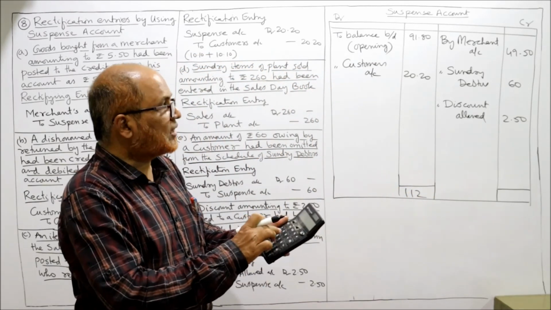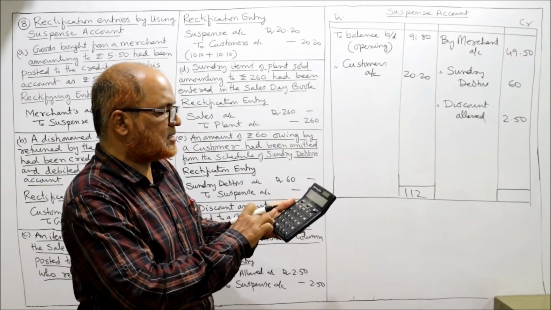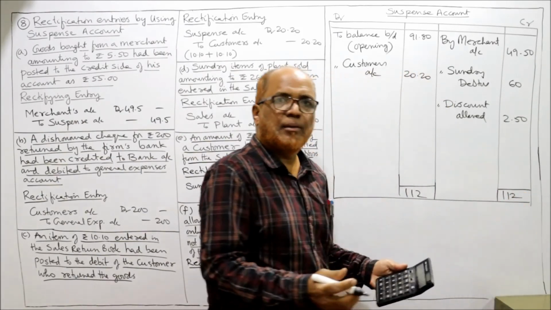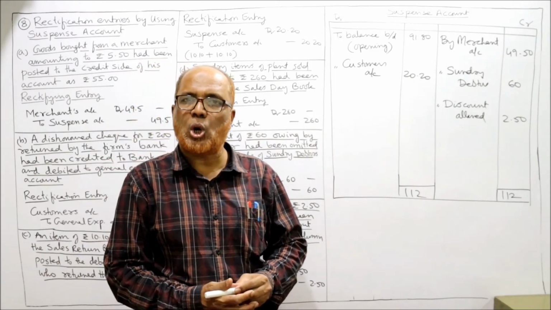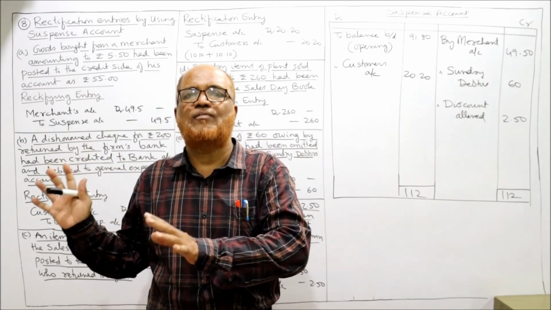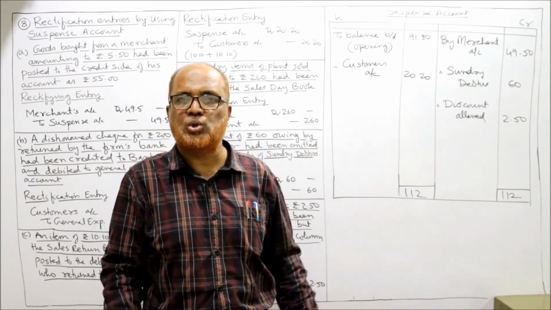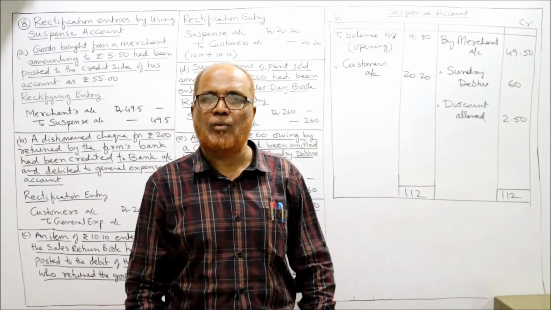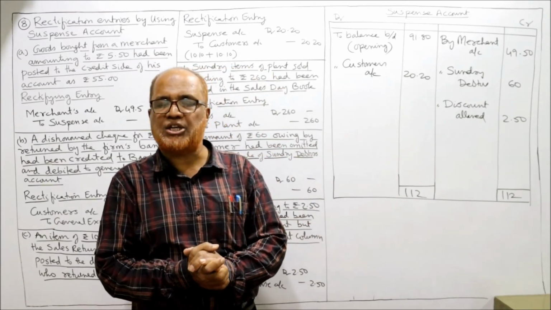Credit side: 49.50 plus 60 plus 2.50 is 112. Got it. So I'm getting both the sides equal, 112. Suspense account is closed. That means these are the only errors in the books of accounts. After rectifying these errors, our suspense account is closed. That's all. No more mistakes are there in the accounting system. So this is the end of problem number 8.